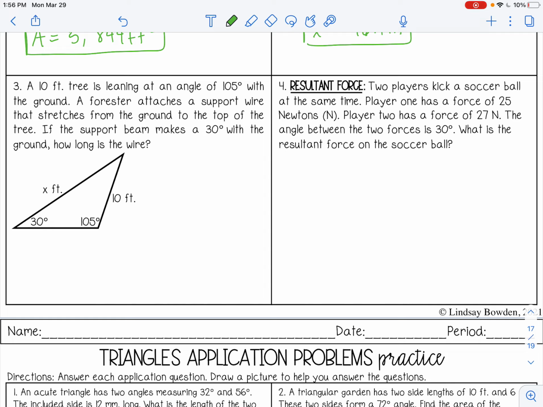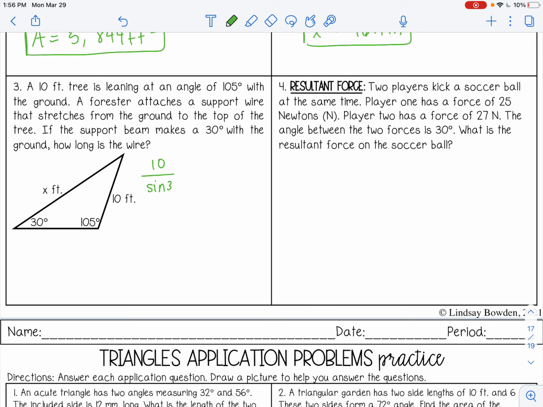So here we're given angle, angle, side. So this is going to be law of sines. So 10 over the sine of 30 equals x over the sine of 105. And I can cross multiply here. Divide by sine of 30. So about 19.3 feet.